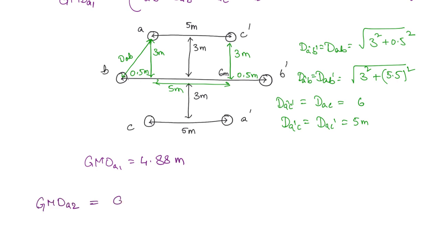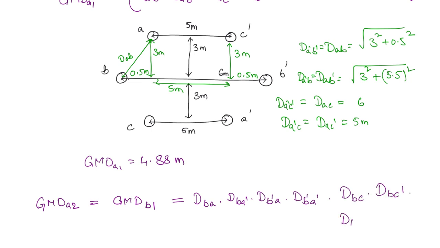Next we have to find out GMD of phase A in position 2, right? So this is the same as GMD of B in position 1. So that we can find out with respect to B. In this way we don't have to redraw the second position all over again. So here DBA, DBA', and then again from B' to A, DB'A, DB'A'. This is between A and B. Similarly, you will have DBC, DBC', and DB'C, DB'C'.